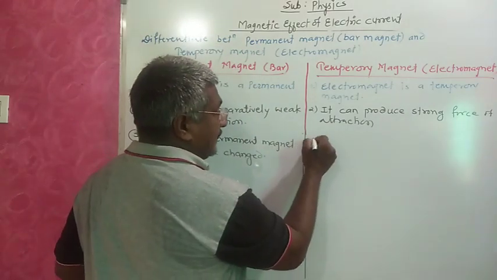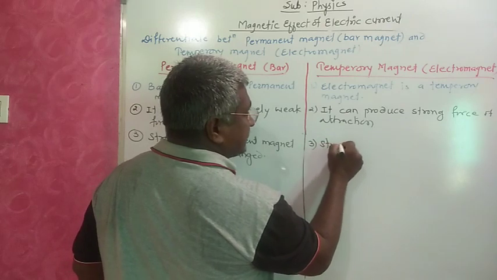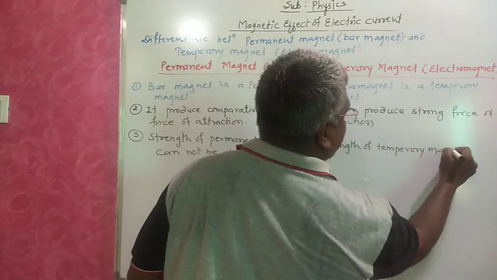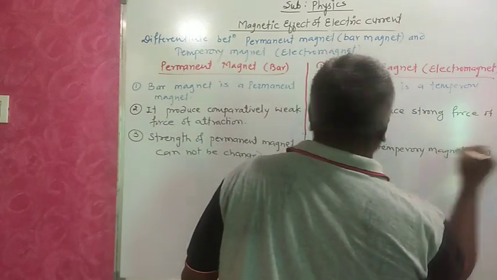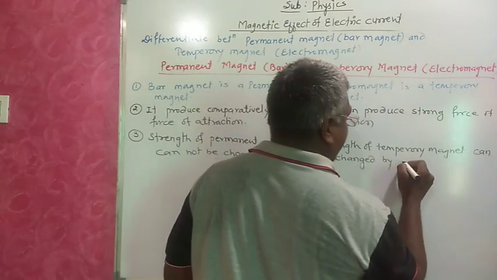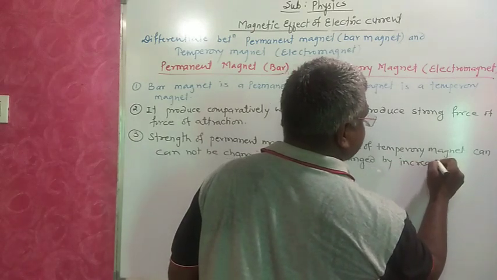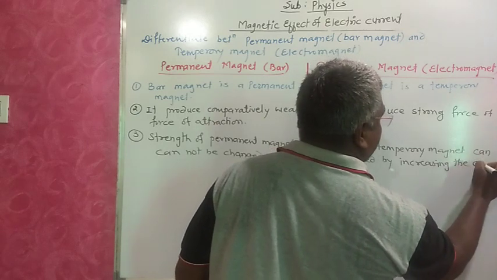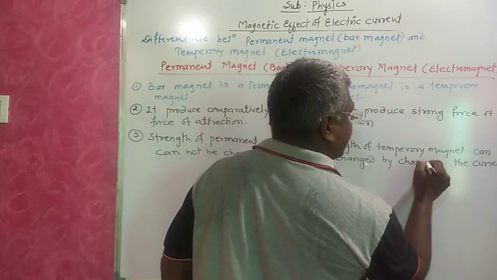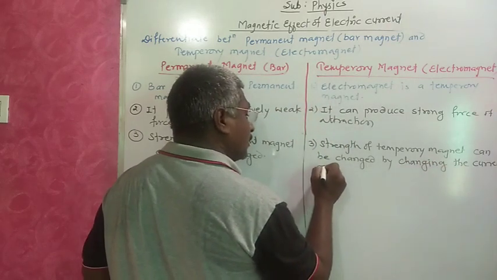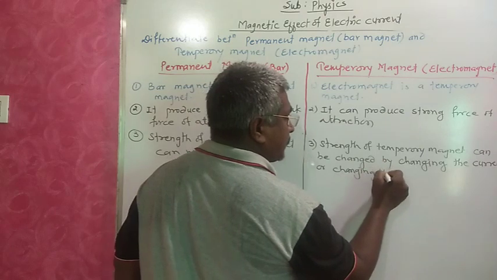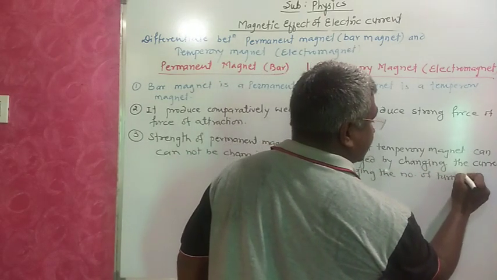But in a temporary magnet, the strength of a temporary magnet can be changed by increasing the current, or by changing the current, or changing the number of turns in the coil.